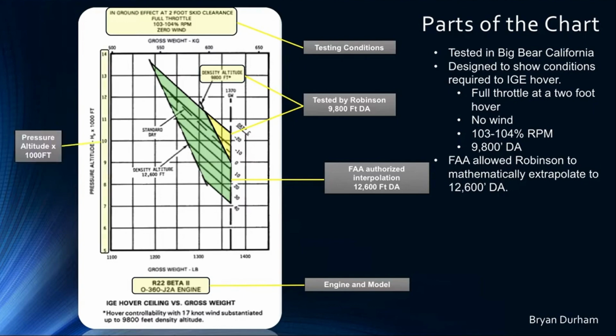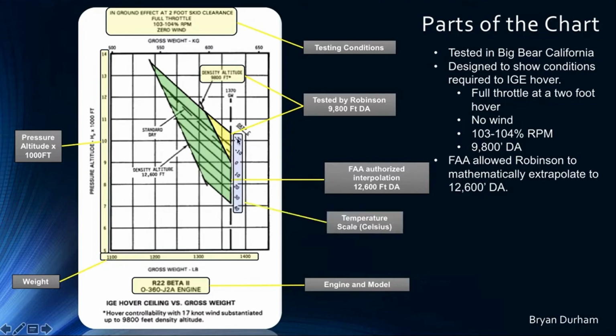So now we're continuing on with the parts of the chart. On the left side, or you can consider this your y-axis, you've got pressure altitude in thousands of feet. It starts at 5,000, goes up to 14. Down here on the bottom, or your x-axis, you have the weight in pounds. It's going from 1,100 to 1,400 pounds. Now, if you look right here for the R22, it's annotated that the gross weight ends at 1,370. That is that big black bold line that goes vertical here, and it lines up roughly where 1,370 would be on your weight axis. Now, you have a temperature scale in degrees Celsius that runs to the right of that line, so it goes from 40 to negative 20 degrees.